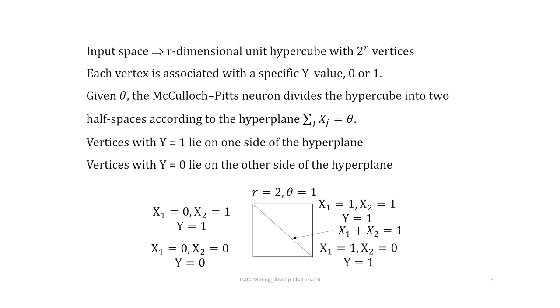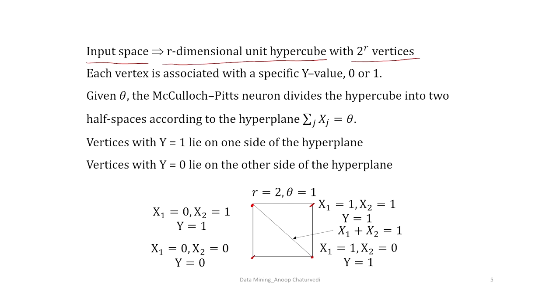So, here your input space is R dimensional unit hypercube with 2 to the power R vertices. And each vertex is associated with a specific y value 0 or 1. Say for example, if R is equal to 2, then what are the possible values? x1 equal to 1, x2 equal to 1. Then you have x1 equal to 1, x2 equal to 0. This vertex, x1 equal to 0, x2 equal to 0, and then corresponding to x1 equal to 0, x2 equal to 1 you have this vertex.